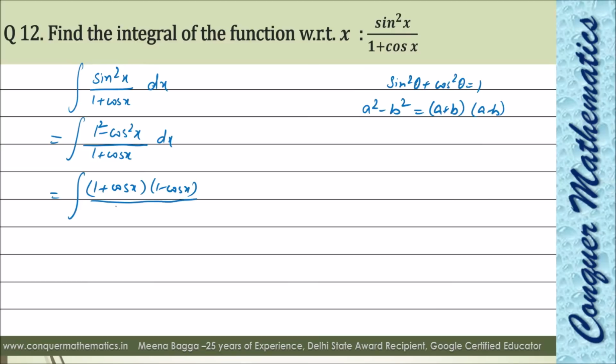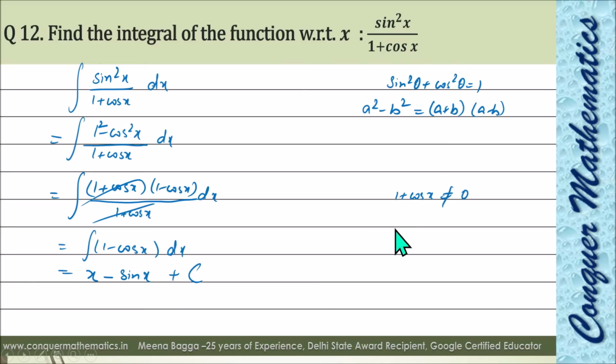Okay, so again assuming 1 plus cos x is not equal to 0, definitely whenever we are cancelling it, we are assuming that this is not equal to 0. We are left only with 1 minus cos x. Integral of 1 is nothing but x. Integral of minus cos x is minus sin x plus constant of integration. Okay, simple to use. But here, beside the trigonometric identities, we have also used an algebraic identity, so you must remember algebraic identities also.